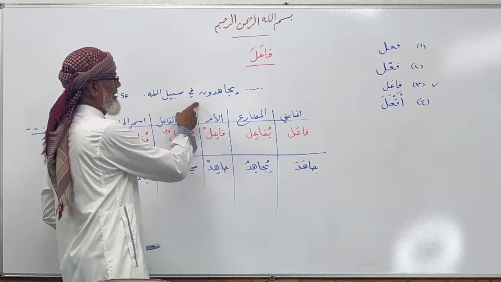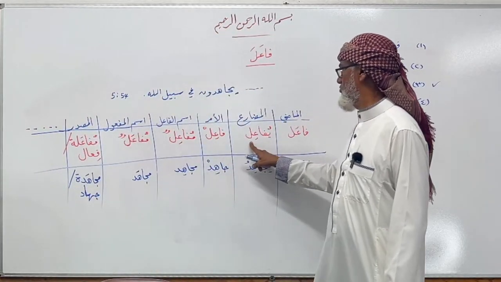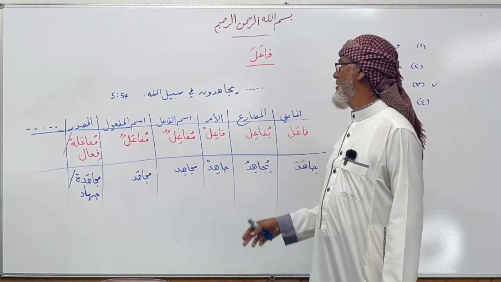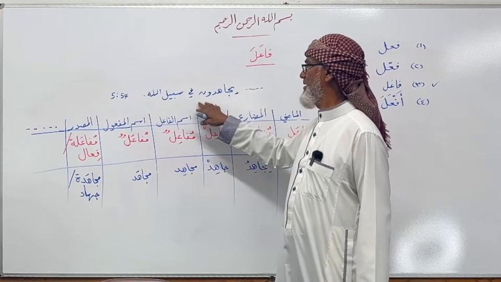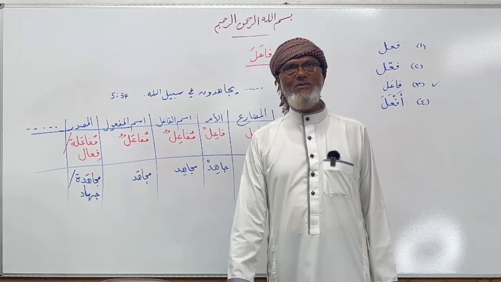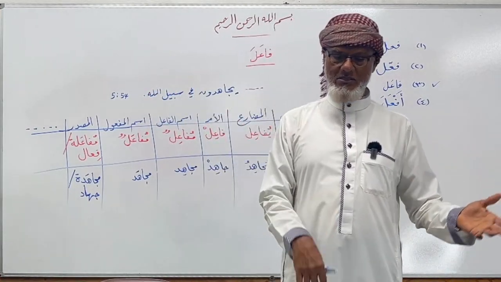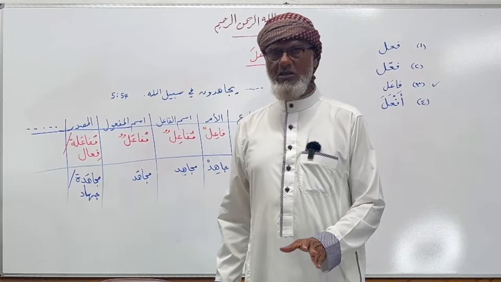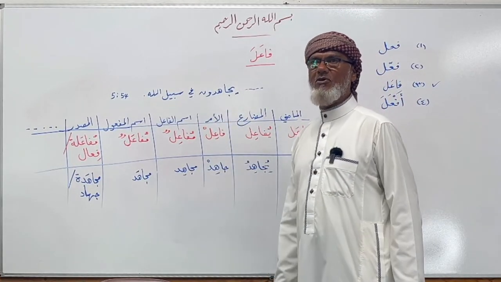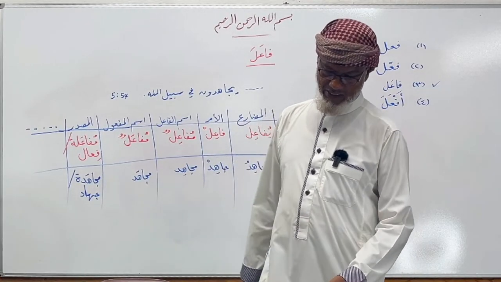So we have yujahiduna, plural, from yujahidu. So they're all struggling fi sabilillah, in the path of Allah subhanahu wa ta'ala. If you want the full meaning, you go back to the ayah, inshallah, and read it on your own. The point of reference of the ayah is basically to point out the plural form in the imperfect tense conjugation. All right, so that's the third example.